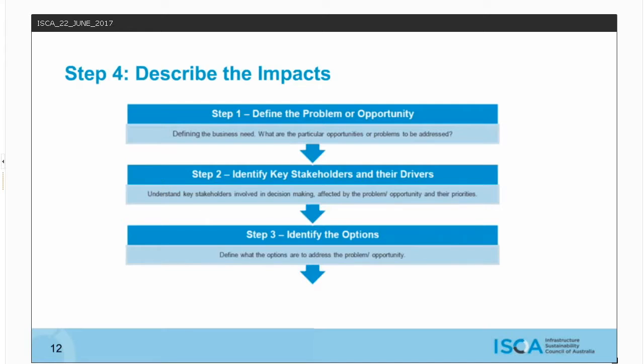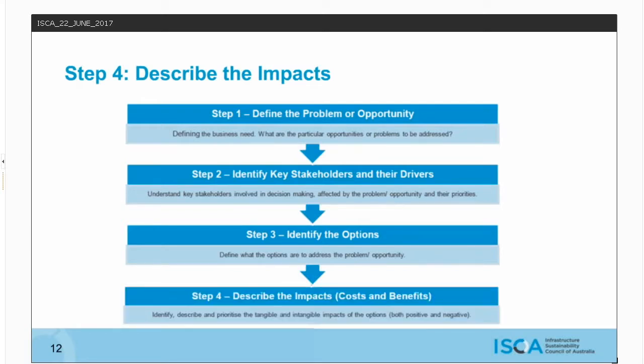So we've been through defining the problem or opportunity, identifying key stakeholders and their drivers, and identifying the various options. The next step then is to describe the impacts, the costs and the benefits of the options. Identifying and describing impacts can be a complex process, but in simple terms, impacts will fall into one or more classes, as shown.